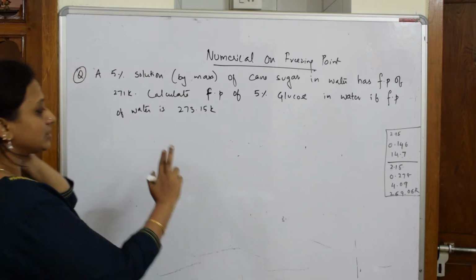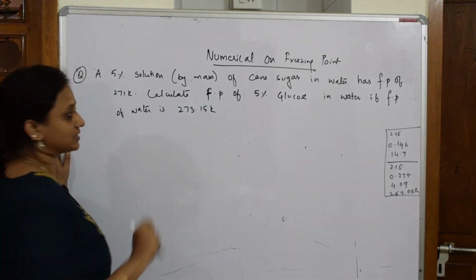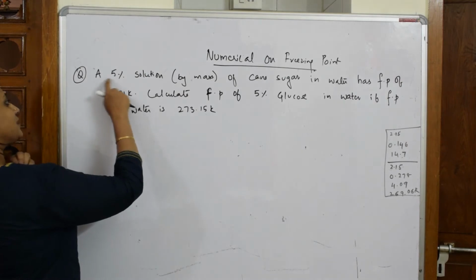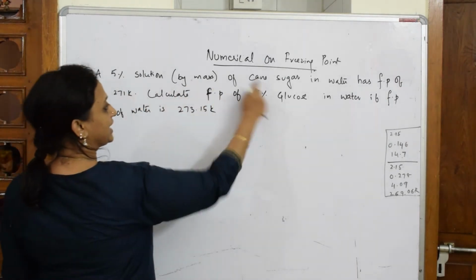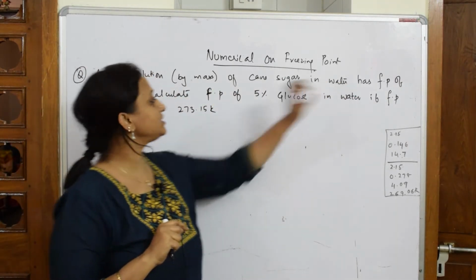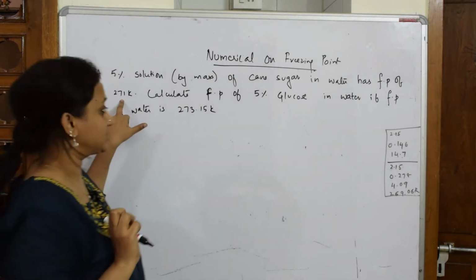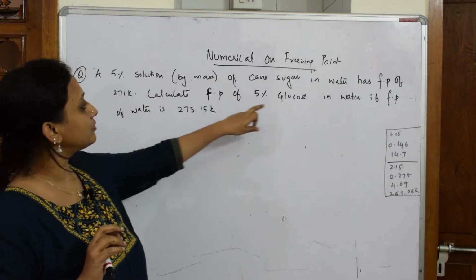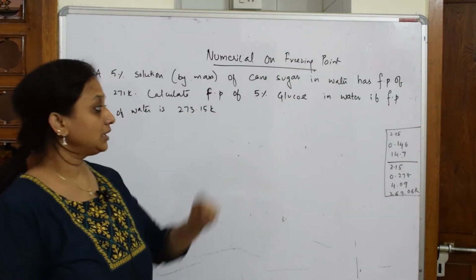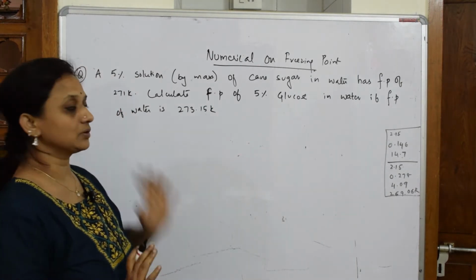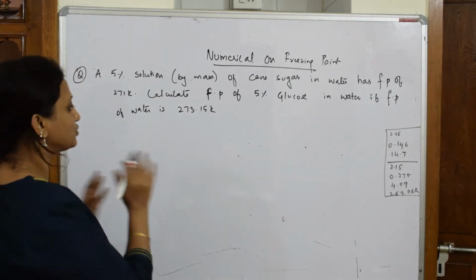There are two important concepts in this. Here they've given us a 5% solution by mass of cane sugar in water that has a freezing point of 271 Kelvin, so that TF is 271 Kelvin itself. Calculate the freezing point of 5% glucose in water, if the freezing point of water is this one. Simple. What did they give us? They've given us two conditions.